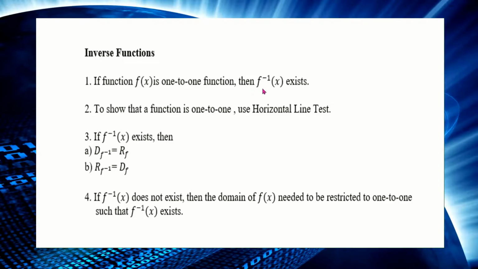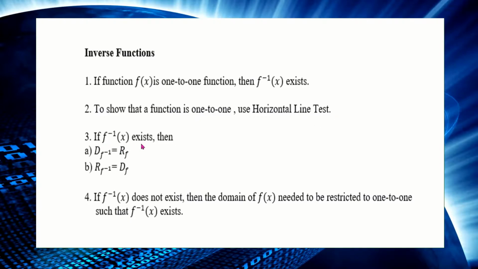As we know, not all the time an inverse function exists. If a function f is a one-to-one function, then the inverse function exists. In order to show that a function is one-to-one, the horizontal line test can be used.